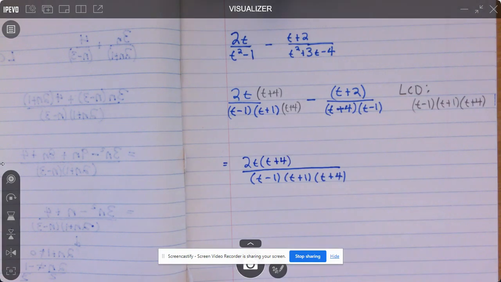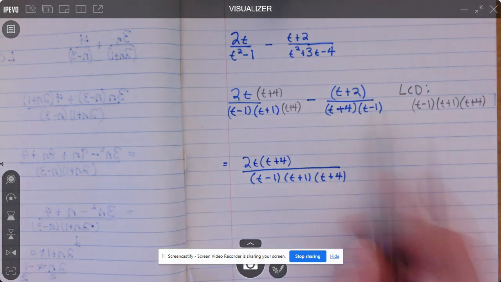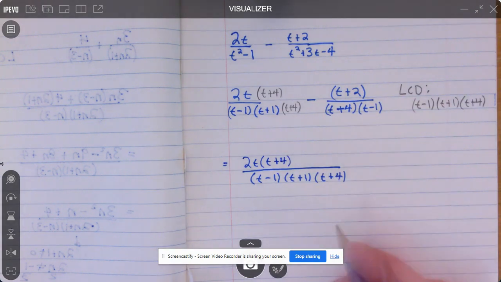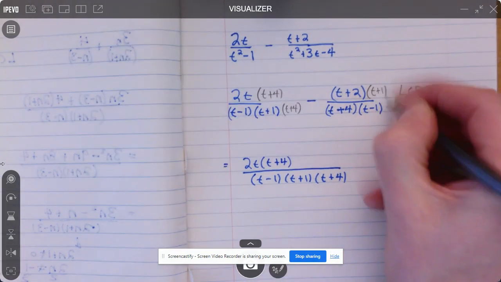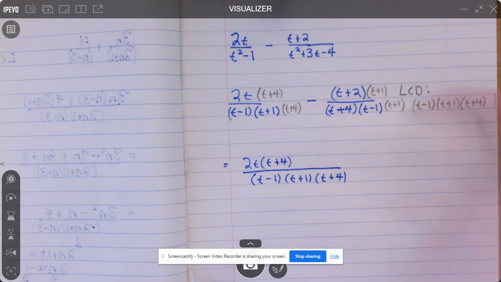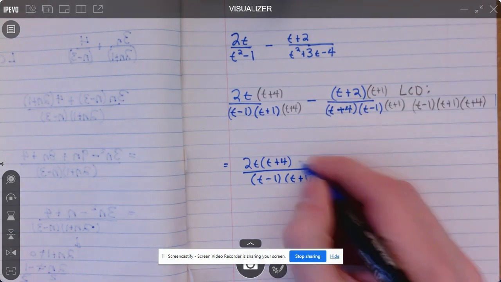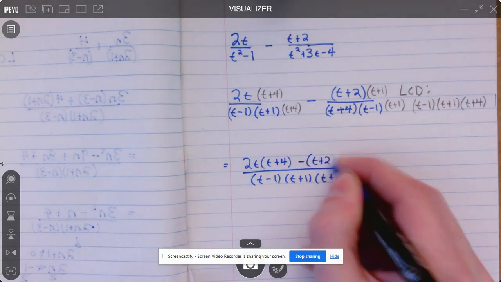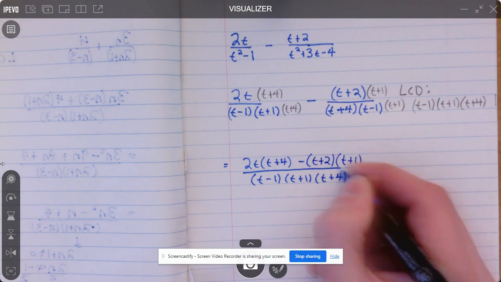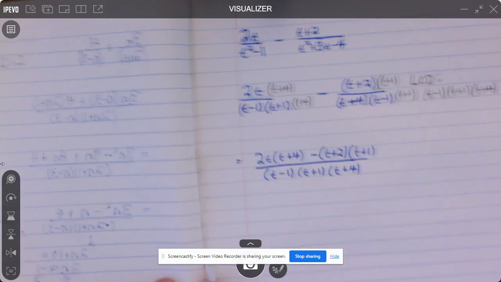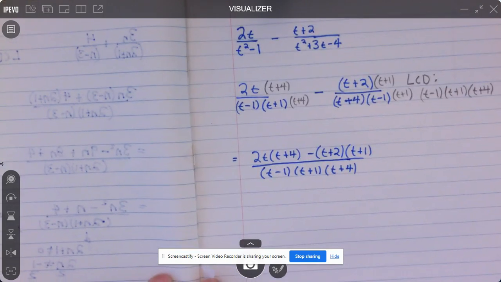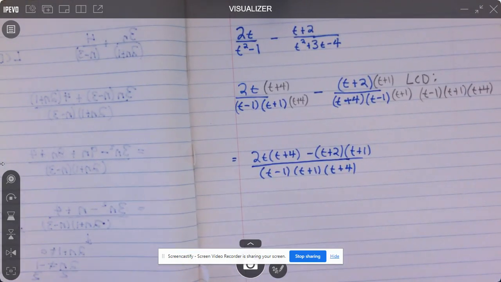Same thing for my second expression. The missing factor here, well, what's missing from the LCD? Well, it's that t plus 1. So I'm going to multiply top and bottom by t plus 1. So I'm subtracting t plus 2 times t plus 1. So again, before we can write it over the common denominator, I need to make sure I'm multiplying top and bottom by whatever is missing. And the same way we did it with fractions in elementary school, now we're doing with rational expressions.